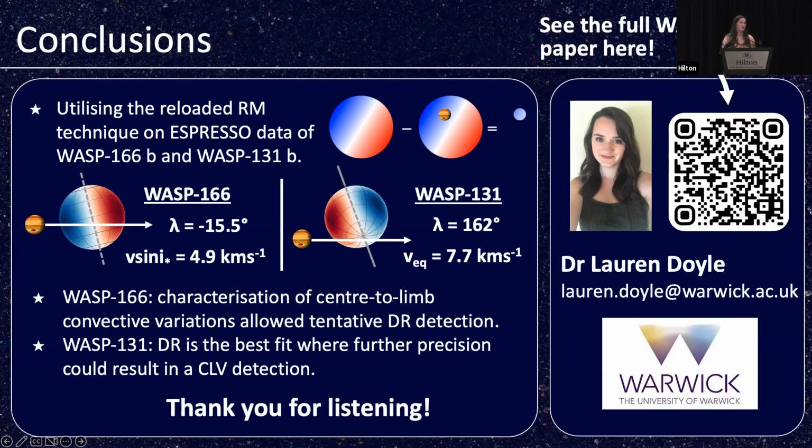Yeah, we use the Bayesian information criterion, and then we also use the reduced chi-squared statistic, because for WASP-166, I binned the data. And so in order to compare those models, we use the reduced chi-squared as well.